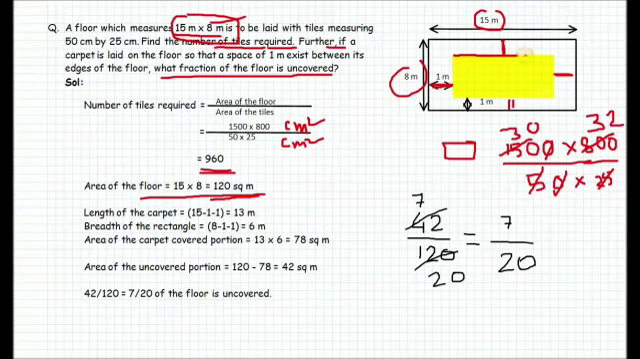Now length of the carpet. So this is the carpet. I told you that on this side 1 meter space exists, and on this side also 1 meter space exists. So the total was 15 meter. If you subtract this one and this one, then you will get the length of the carpet. Am I right or not? So 15 minus 2 is 13 meter, right?